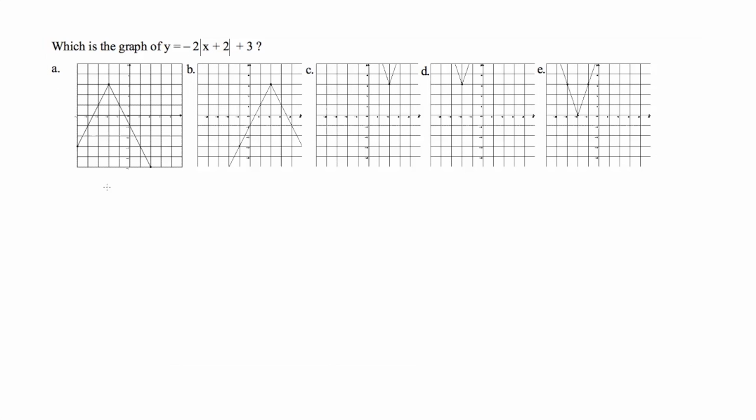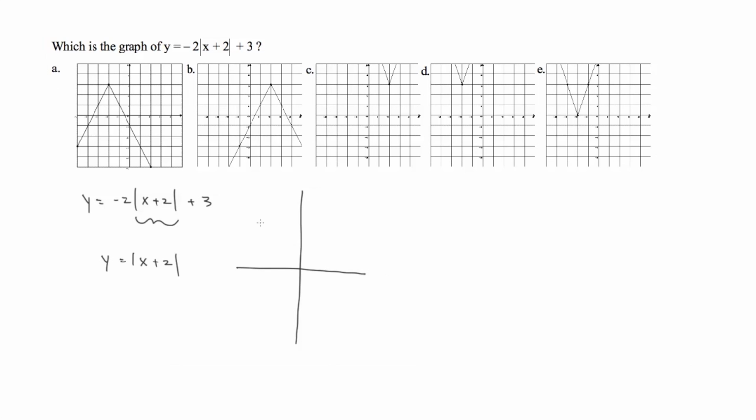But say you needed to do this by hand, I find that the best way to do this is to break everything down. So we have y equals -2 times the absolute value of x plus 2 and then plus 3. So I'm going to start with the absolute portion of the graph first. We have y is equal to absolute value of x plus 2. How do we graph that?